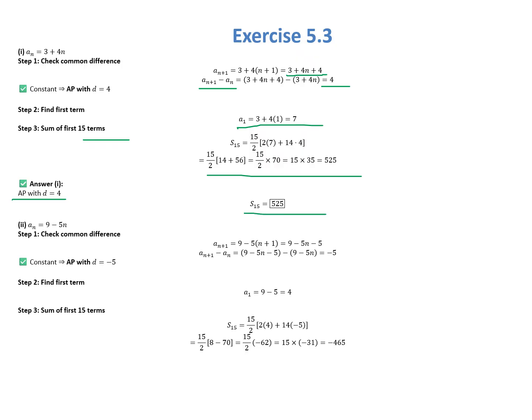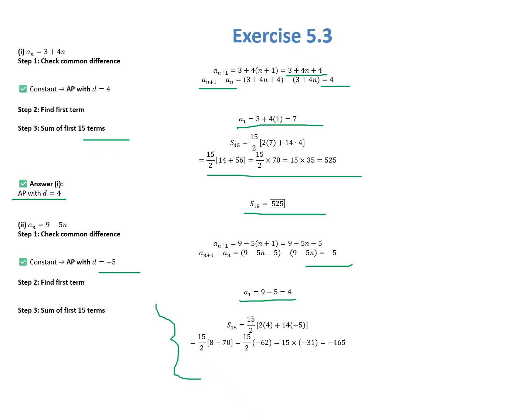Similarly, for 9 minus 5, when we have to gain the n plus 1 term, we have to find that value and then we have to find the value of d here. Wherein d is equal to minus 5. When we solve it, we get the first term is equal to 4. When we put this value, we get the value as minus 465.